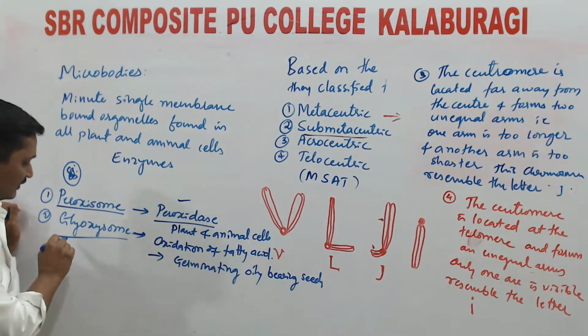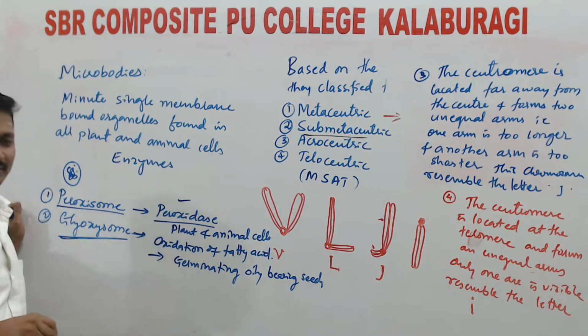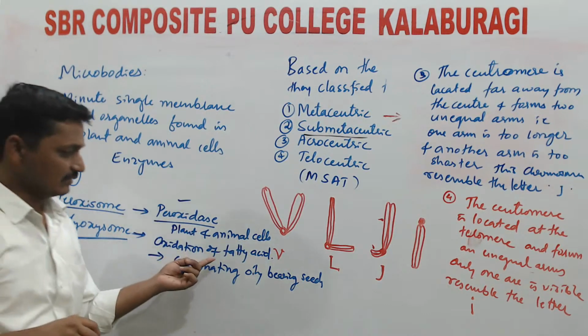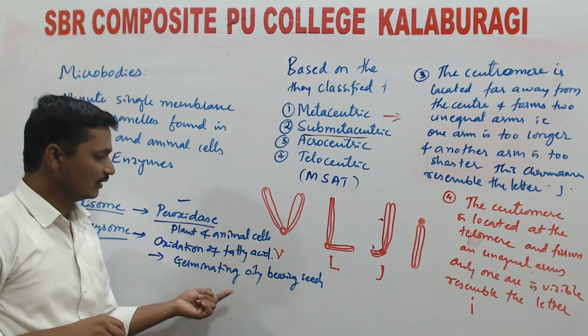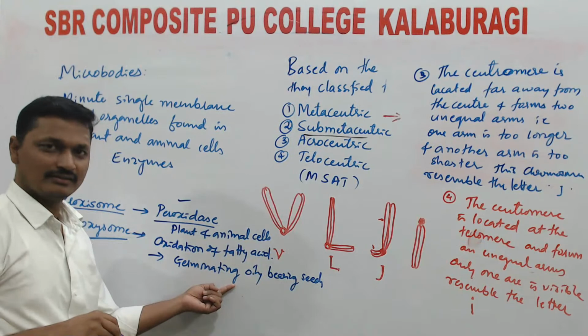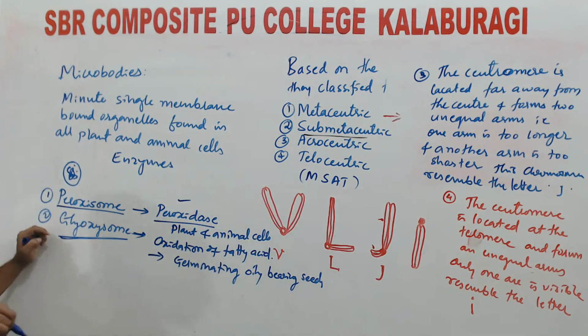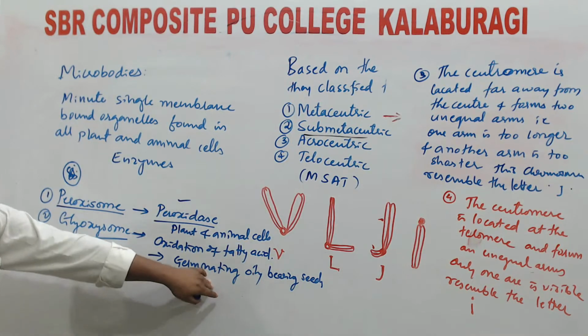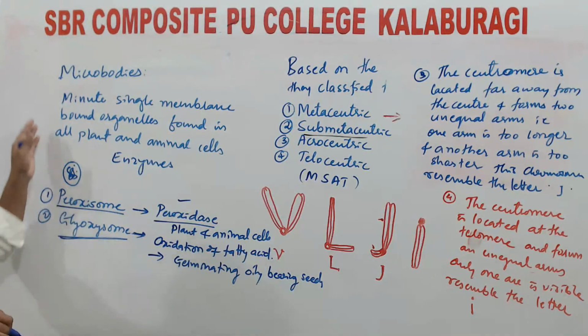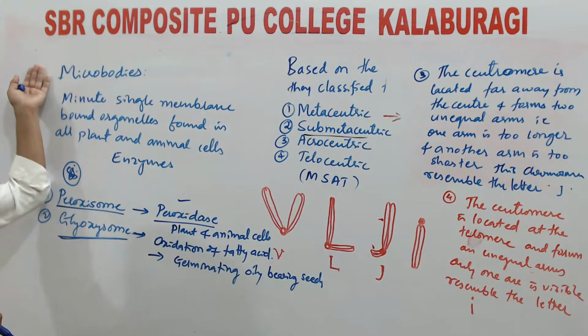Okay, and one more is glyoxysomes. These have certain enzymes required for the oxidation of fatty acids in seeds under germinating conditions. So there is also a kind of microbody present in the germinating seeds of oil bearing seeds. Okay, so those are the microbodies. Very, very important question you asked.